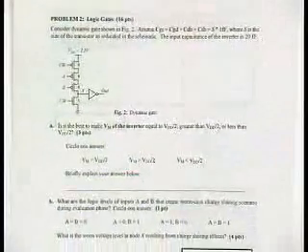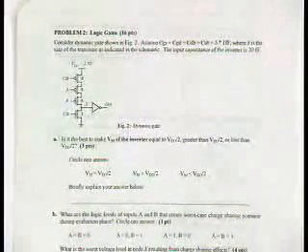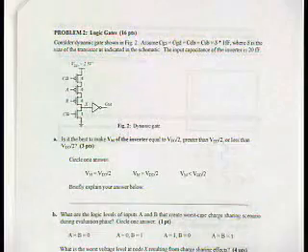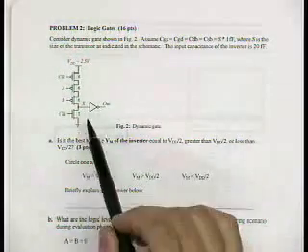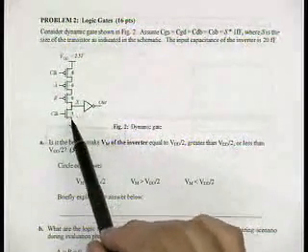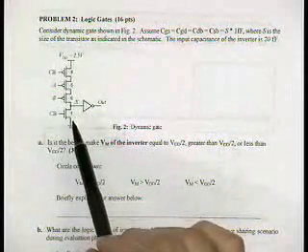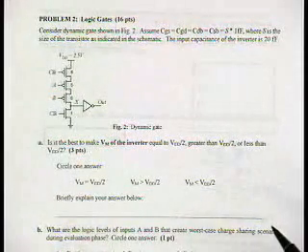Then in the second problem, we had a dynamic gate. And so the first question was, is it best to make Vm of this inverter equal to VDD over 2, greater than VDD over 2, or less than VDD over 2?